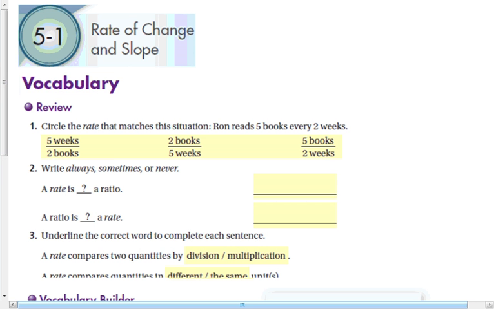For this lesson, we're going to learn about the rate of change in slope. And in particular, we are going to learn how to find the slope and know it as the ratio of rise to run, or the ratio of vertical change to horizontal change. Go ahead and do this vocab. Important definition here to pay attention to.